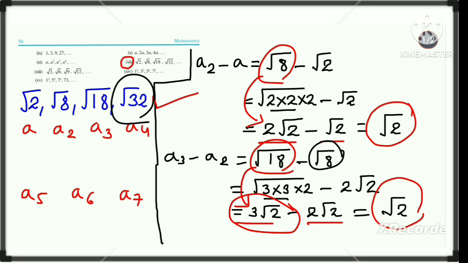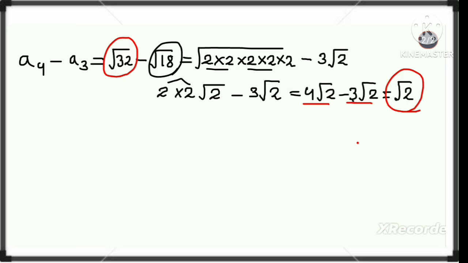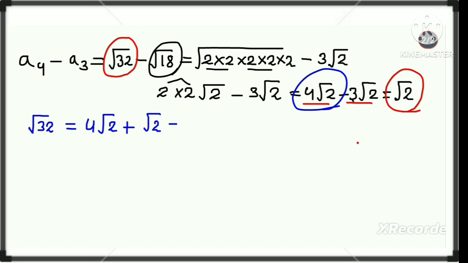So let's find over here, and our 4th term is root over 32, and it can be expressed as 4 root over 2, which we have already obtained over here, plus common difference we have root over 2, and after adding, okay, here is 4 root 2 and here is 1 root 2, and after adding we obtain 5 root 2.